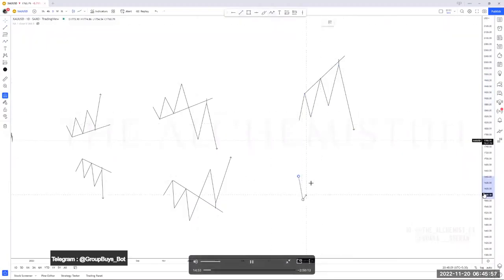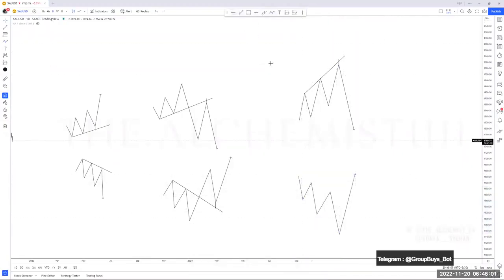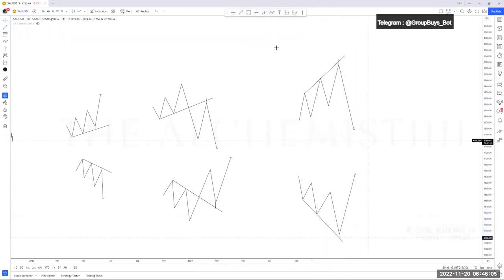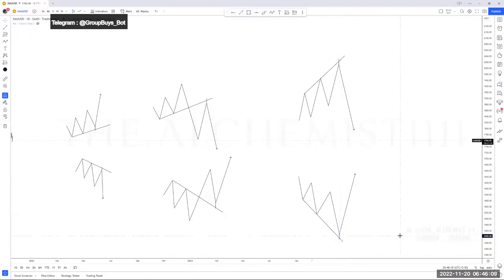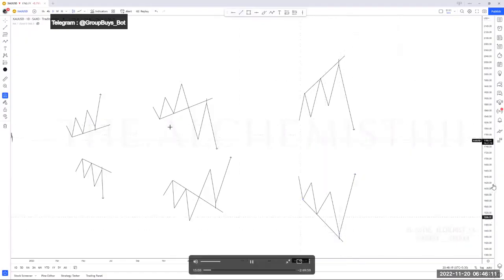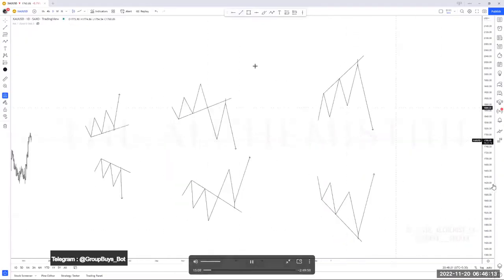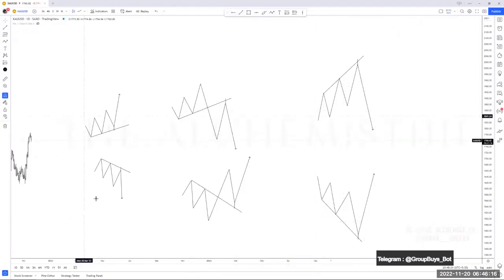And the same thing in here, like this. First touch, second touch, third touch, and then we expect it to fly. This is what we are expecting, but it's not that simple as it seems, because there are some things that you should add into the trend line.